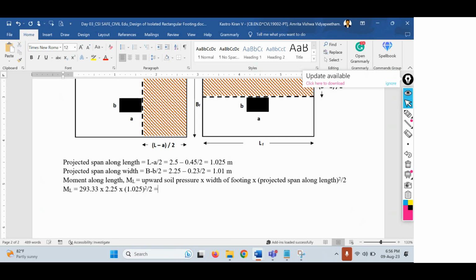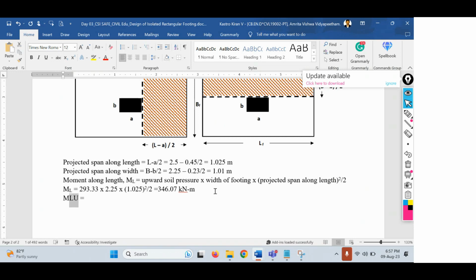If you solve this, you're going to get the moment along length direction as 346.07 kilonewton meter. Similarly, we have to calculate the moment along width direction as well. But before that, let us find the factored moment along the length direction.